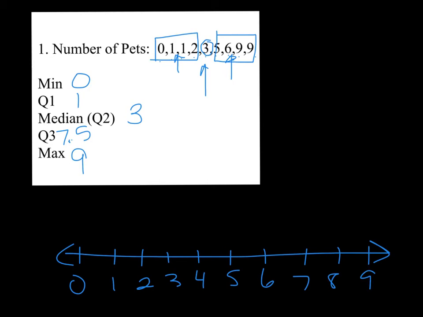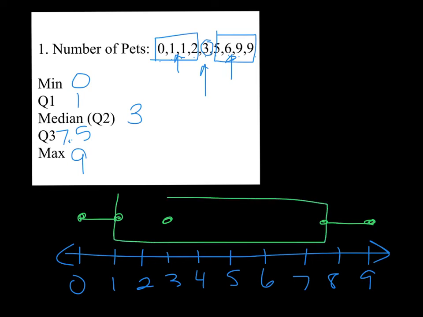Okay, so the next thing I'm going to do is I'm going to put dots where my minimum is. My Q1 is at 1. My median is at 3. My Q3 is 7.5, so it's over there. And then my max is 9. So I put dots on those. Okay. Now I'm going to draw the whiskers first, because the whiskers go from the outside dot to the next dot. And then your box. And draw a line down your median. And there's your box and whisker plot.